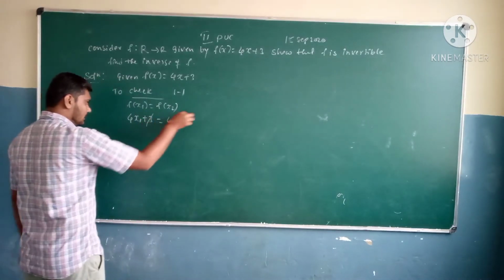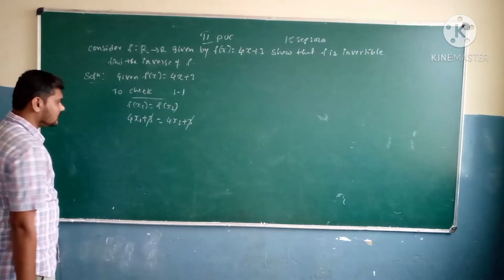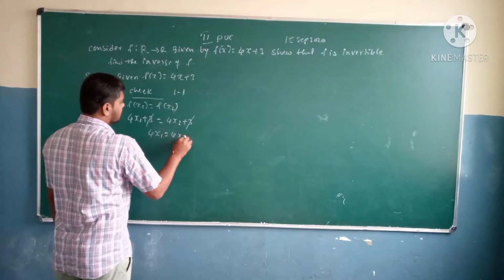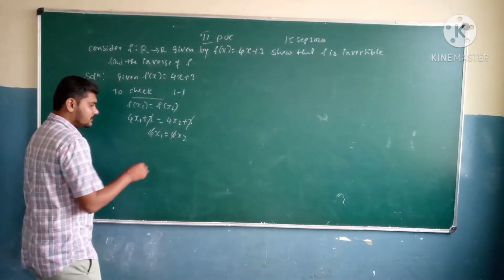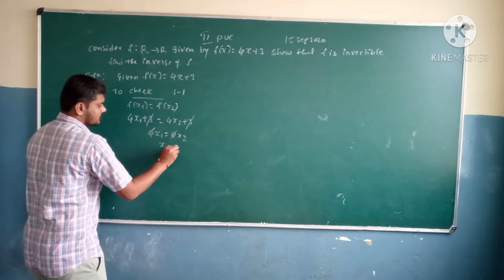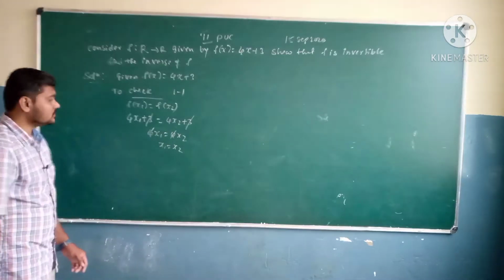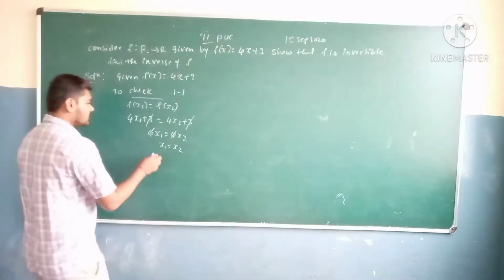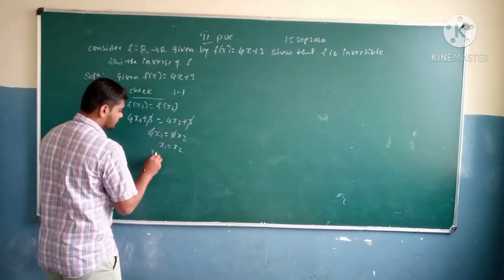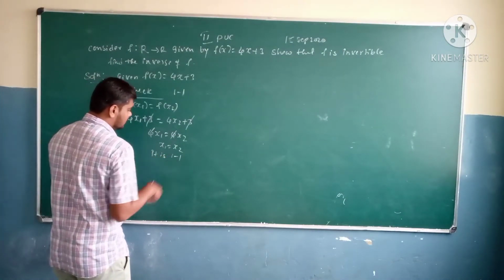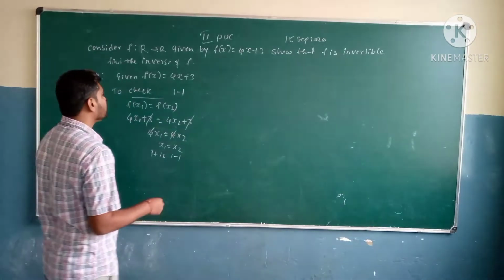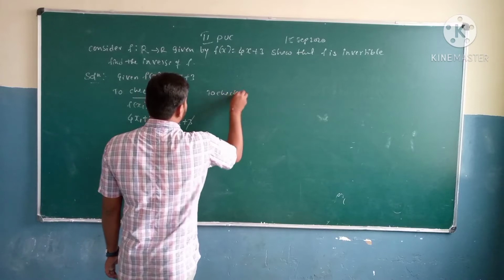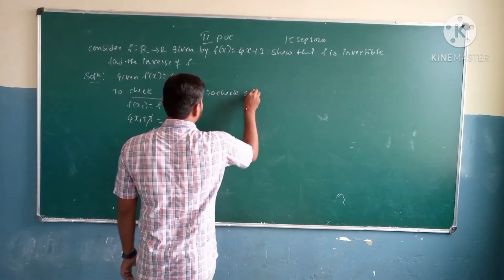So plus 3 from both the sides cancel each other. So it's going to be 4x1 is equal to 4x2. So therefore 4 will cancel, the remaining thing x1 is equal to x2. So when the condition x1 is equal to x2, then we can clearly say that the given function is a one-one function. So next, to check the onto function.